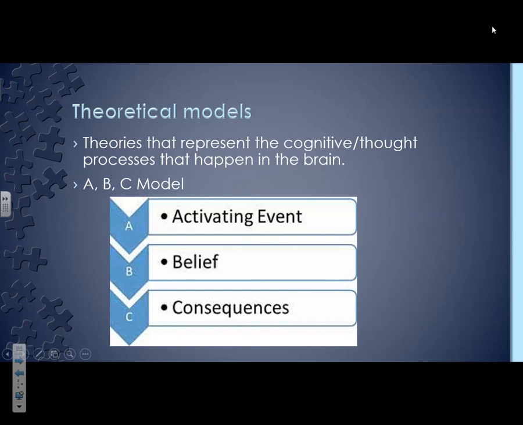Theoretical models are theories that represent the cognitive and thought processes that happen in the brain, but they aren't physical representations of it. So for example, we've got the ABC model. If you can have a read of this information in your book, it is something you need to know for psychopathology that I'd like you to start to get comfortable with now, so you can use it in cognitive and also extend it. For example, the ABC model: activating event, belief and consequences. This is a way of explaining irrational thought processes.